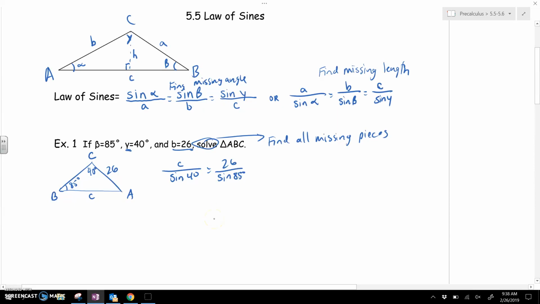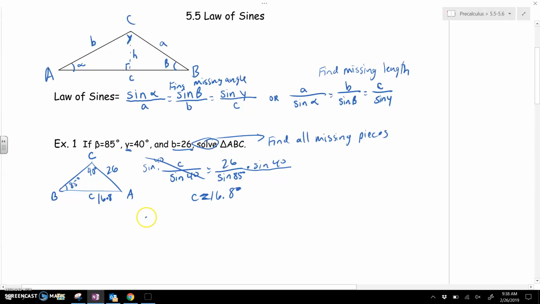And we did review that if we have two fractions equal to each other, we can technically cross multiply, but the reason I wanted c on top is because it's going to be quicker for me to just multiply both sides by sine of 40 degrees. I get c equal, and so I would just do 26 times sine of 40 divided by sine of 85, and I got 16.8. Not degrees, sorry, we're finding a length. So this side is 16.8.